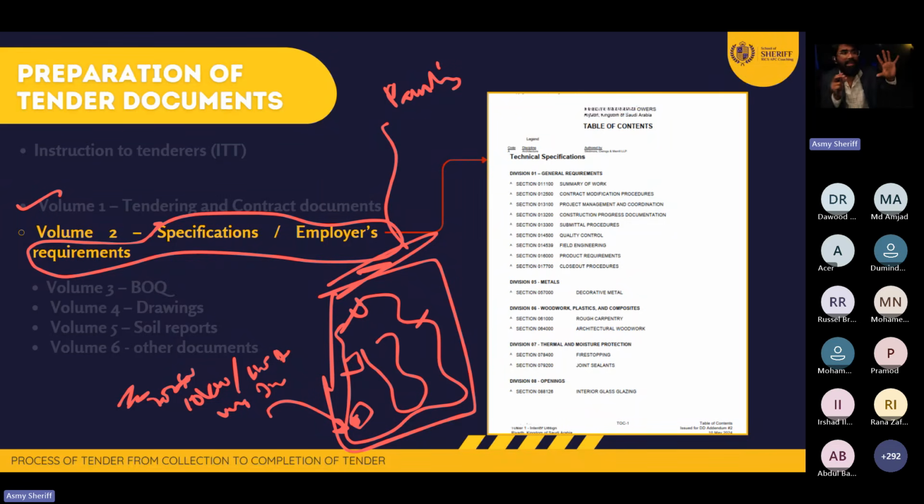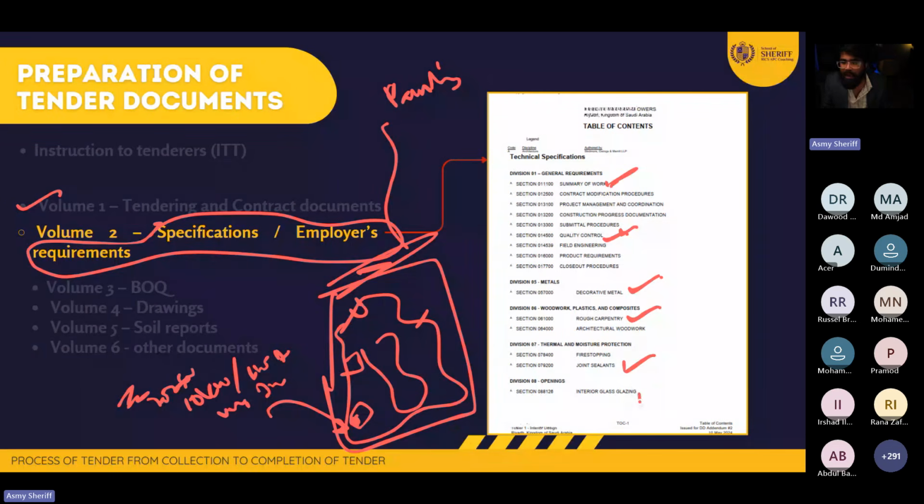So after you prepare the contractual document, you need to pay attention to finding the entire specification that you need to give to the contractor. For example, if you see this one, it speaks about what work you're going to do, and also what kind of submission. If you're going to submit a document, how do you need to submit? How are you going to control the quality? If you're going to do decorative metal work, carpentry work, or joint sealant work, how are you going to do it?